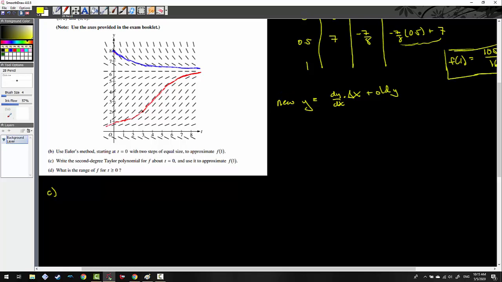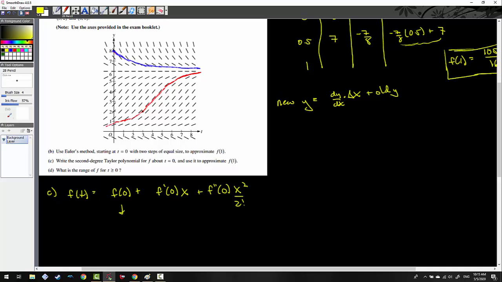It's no big deal. We can say then that f of t would be equal to f of 0 plus f prime of 0 times x plus f double prime of 0 x squared over 2 factorial. Now I just have to find out what each of these values are.